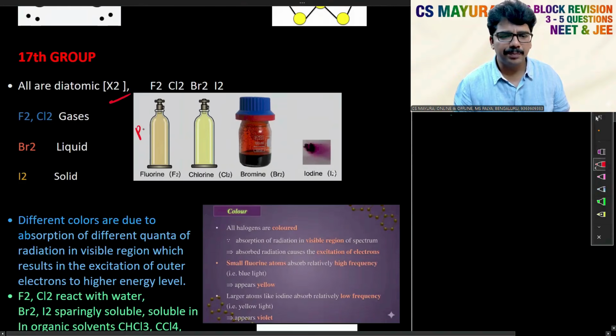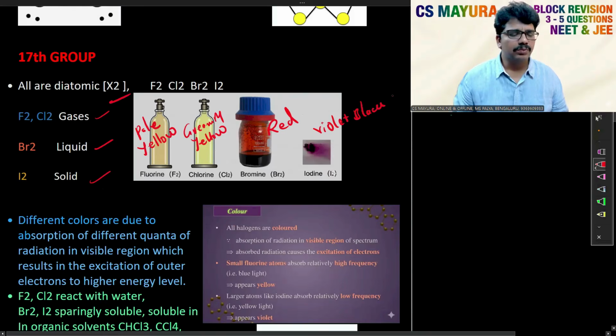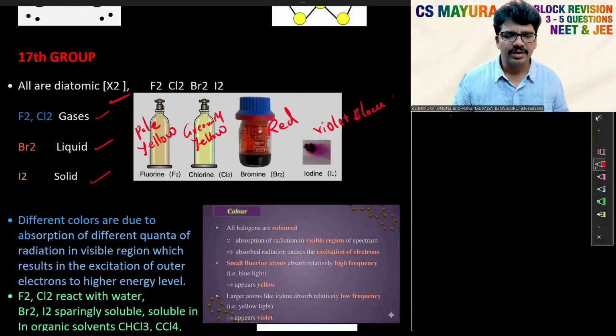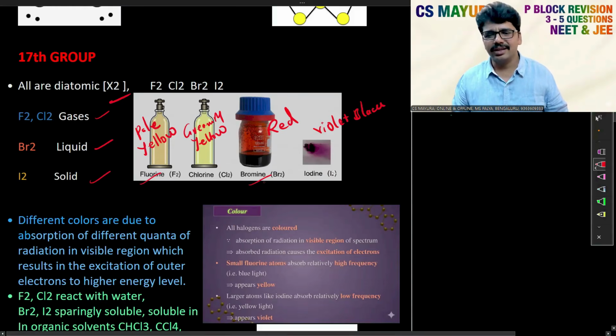Here fluorine is a pale yellow gas. Fluorine and chlorine are gases, bromine is liquid, iodine is solid. Chlorine is a greenish yellow gas. Bromine is orange red. Iodine is violet black. And they show colors. Fluorine is pale yellow, chlorine is greenish yellow, bromine is red, and iodine is violet black.